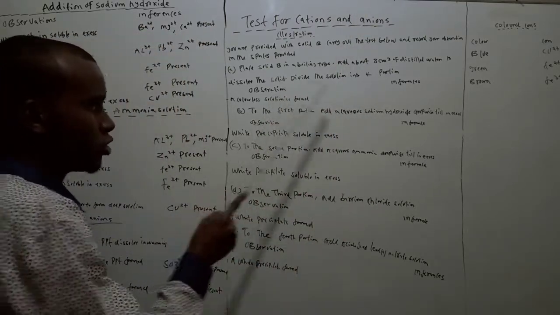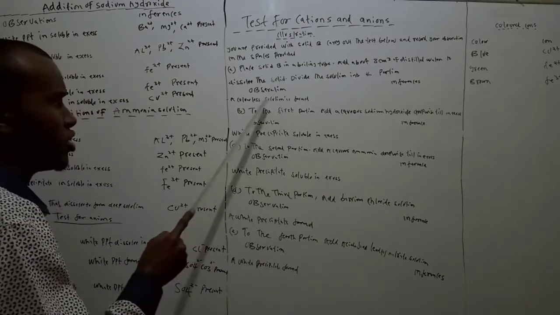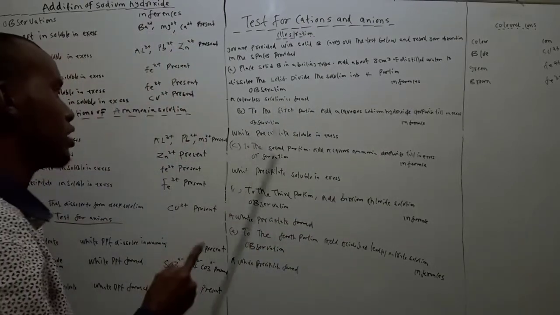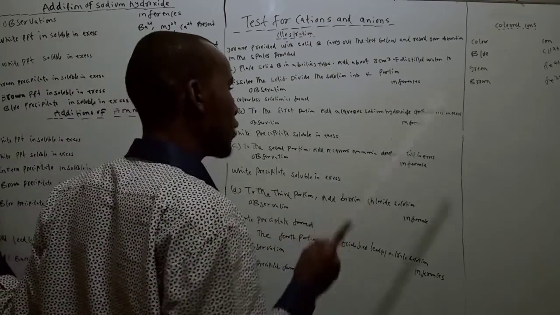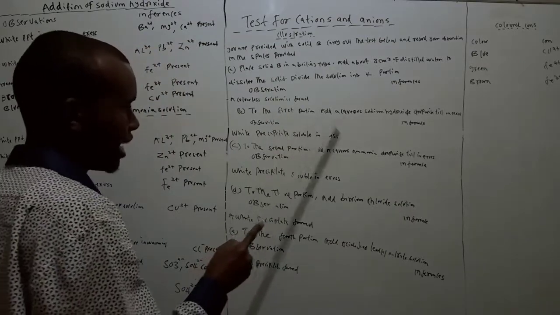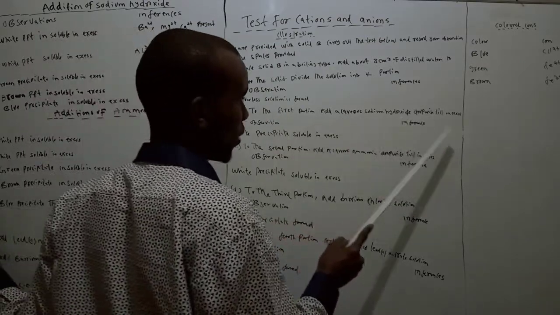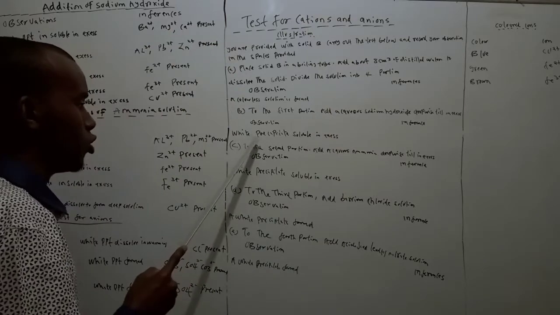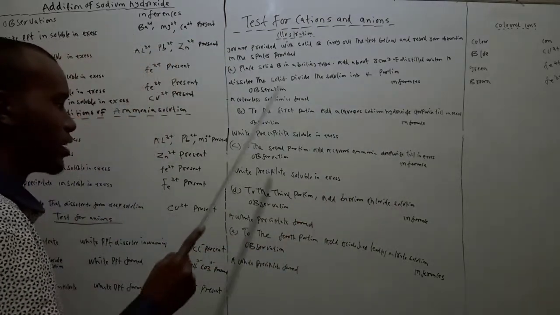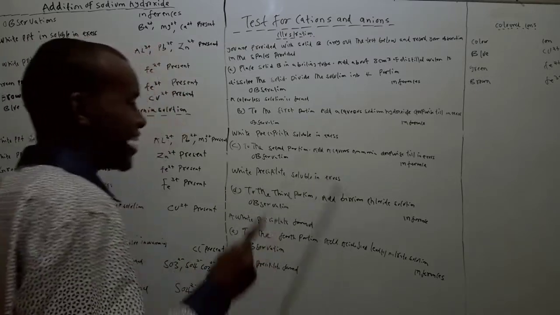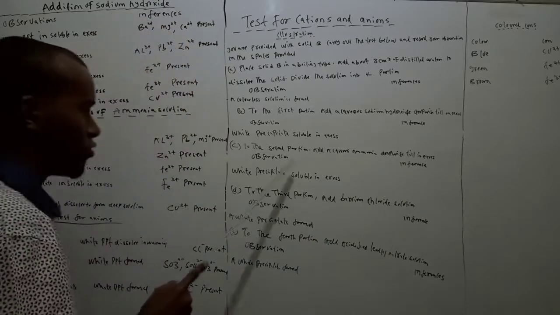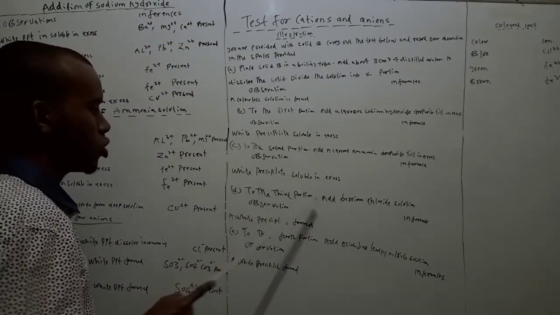Then you have observation and inference. We have observation here, a colorless solution is formed. So you are supposed to write the inference. Number B, to the first portion, add aqueous sodium hydroxide dropwise till in excess. You have the observation, white precipitate soluble in excess. Then you are supposed to write the inference. Number C, to the second portion, add aqueous ammonia solution dropwise till in excess. Observation, white precipitate soluble in excess.